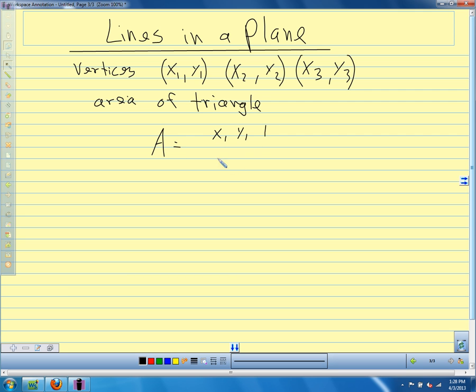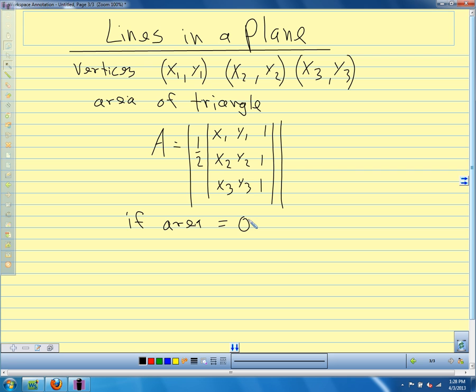x1, y1, 1, x2, y2, 1, x3, y3, 1. We found the determinant, divided by 2, and found the absolute value. That's how we found the area of the triangle. If this area is 0, that means we don't have a triangle. Our triangle's squashed flat. So if the area is 0, that means all 3 points are on the same line.